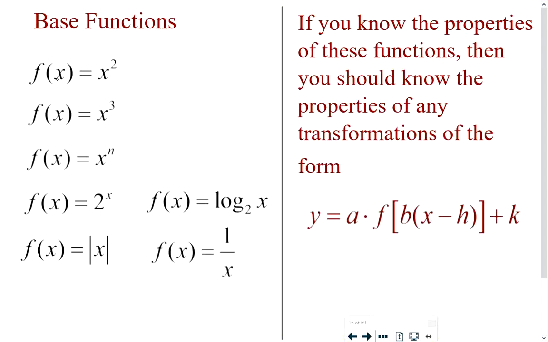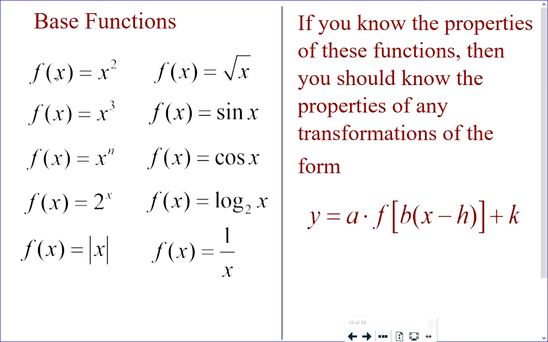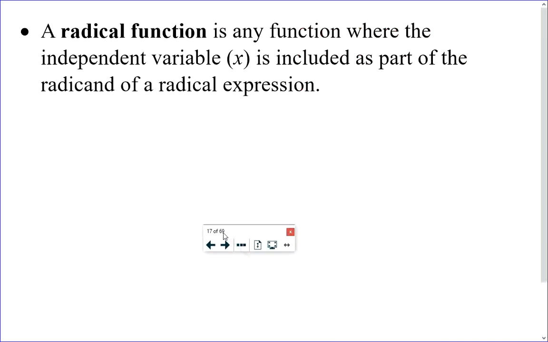We will learn about transforming this function and what that looks like. We will learn how to transform trigonometric functions because we have to, and we will first learn what they look like. What we're doing today is that. We're looking at what f of x equals root x looks like so we can transform it and answer questions relating to it. So, a radical function is any function where the independent variable, the x variable, is included as part of the radicand.